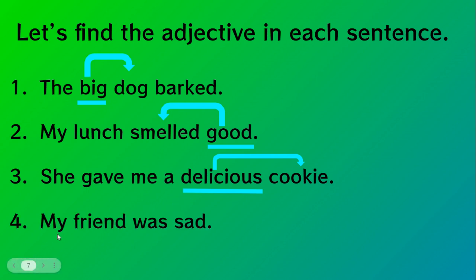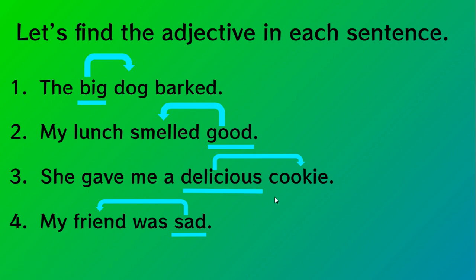Number 4, my friend was sad. What is the describing word in that sentence? Yes, it's the word sad. What is sad in the sentence? My friend. My friend is sad. And so sad is the adjective for friend.